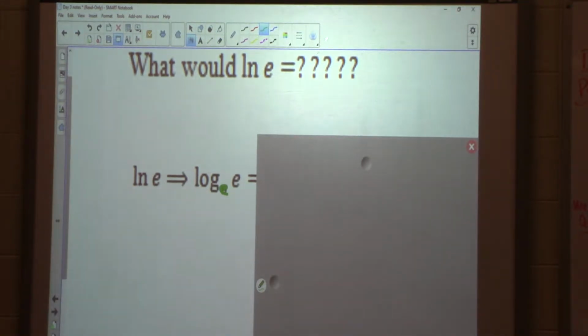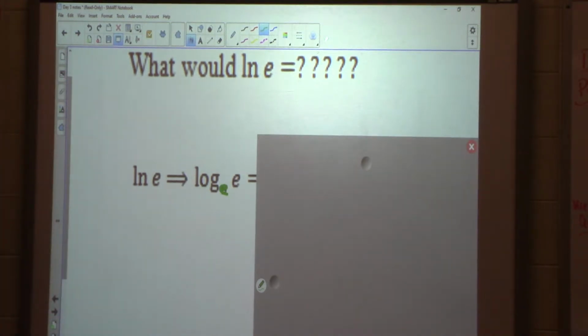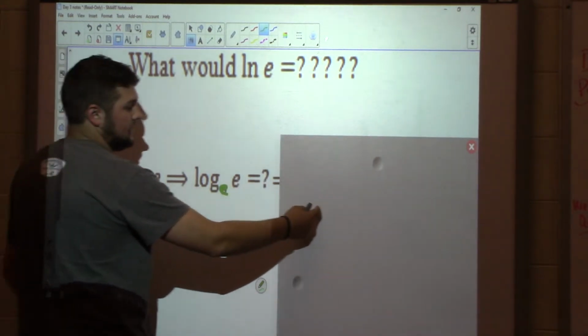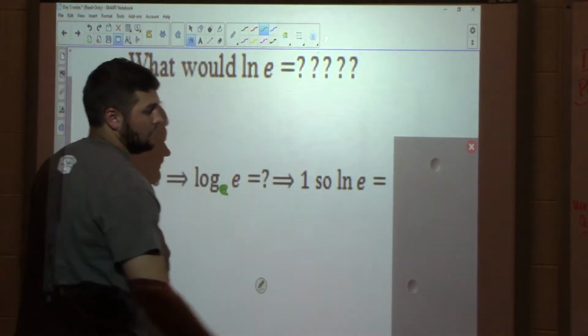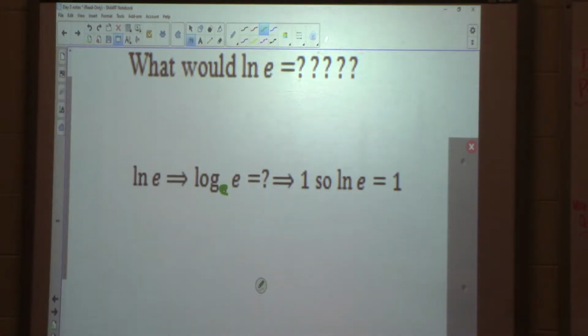Well, what did we say when I have a log base that's the same as what I'm taking the log of? That was one of our special cases, right? What did we say it equaled? 1. Whenever my base is the same as what I'm taking the log of, it is going to equal 1. So that means anytime you take the natural log of e, it will always equal 1.